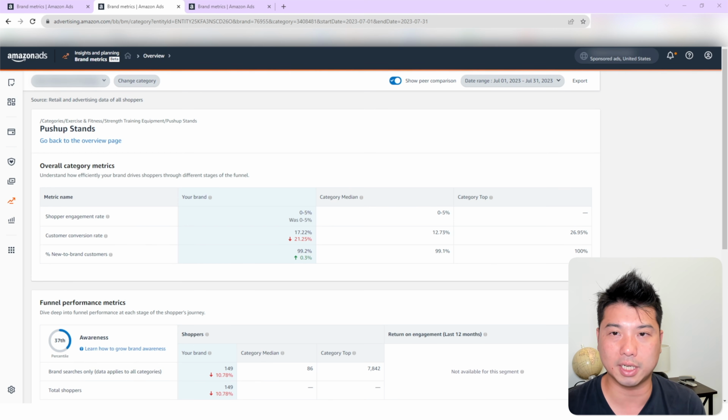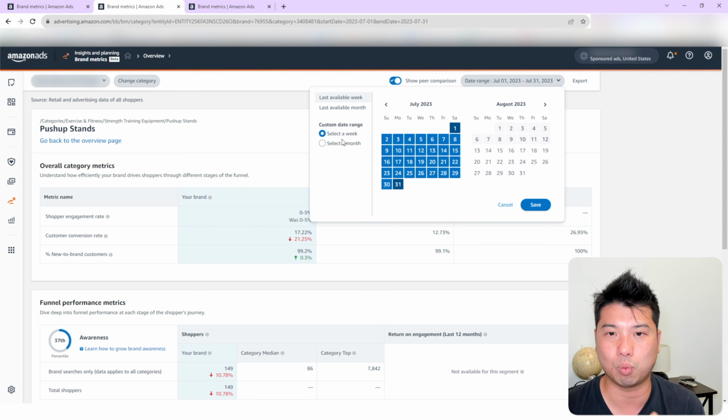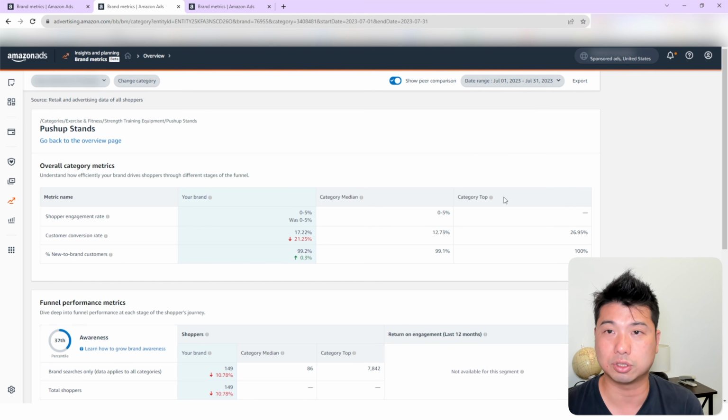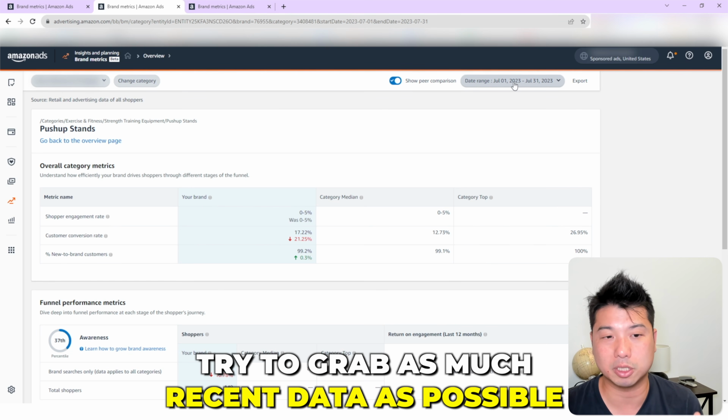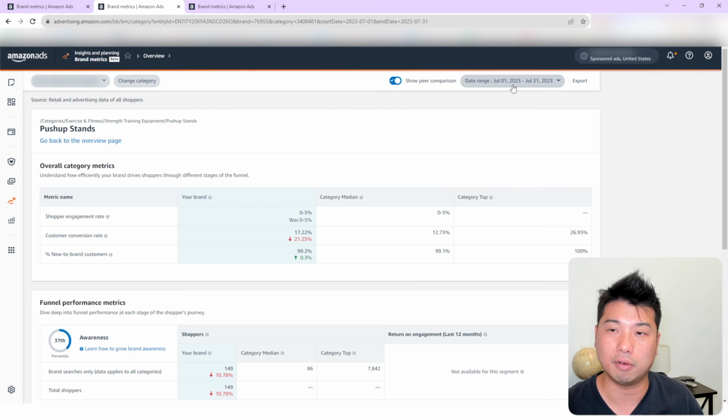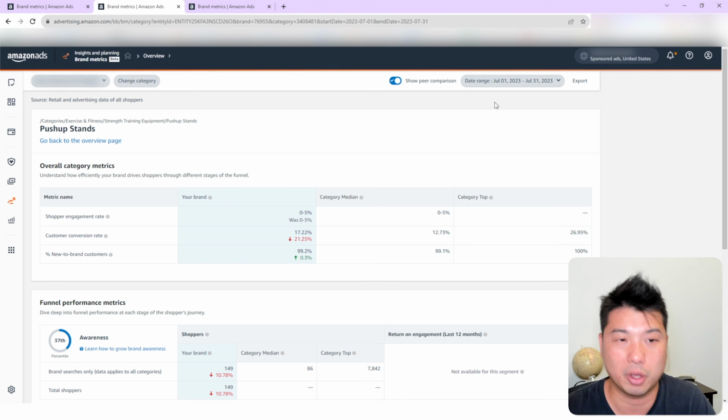So for the settings, you definitely want to click on show peer comparison. Again, I like to see as much data as possible. You may select the week or the month. For me, I like to select the month because I see a lot more data. It's all about statistical significance, so try to grab as much recent data as possible. For me, that would be the monthly.